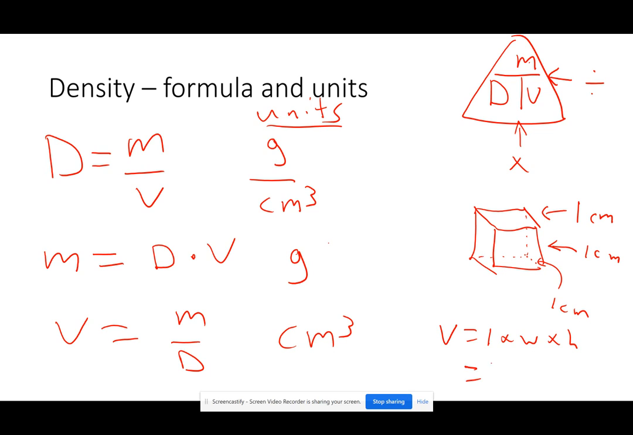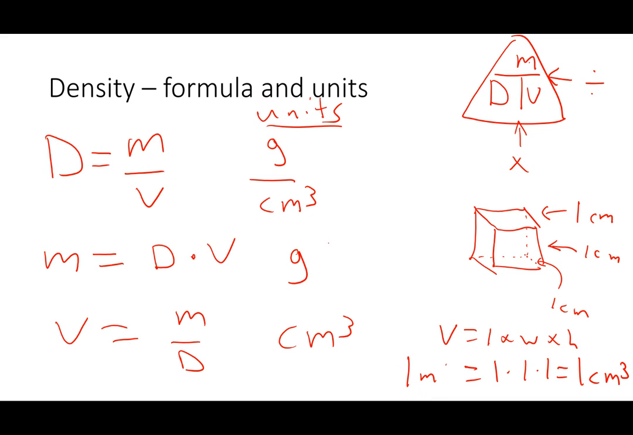Well, in this case, it's just 1 times 1 times 1, which is just 1. And when I do centimeters times centimeters times centimeters, this is centimeters cubed. That's why the volume of this cube is 1 cubic centimeter. And it just so happens that 1 cubic centimeter is also equal to 1 milliliter. The amount of space taken up by this cube is 1 milliliter.